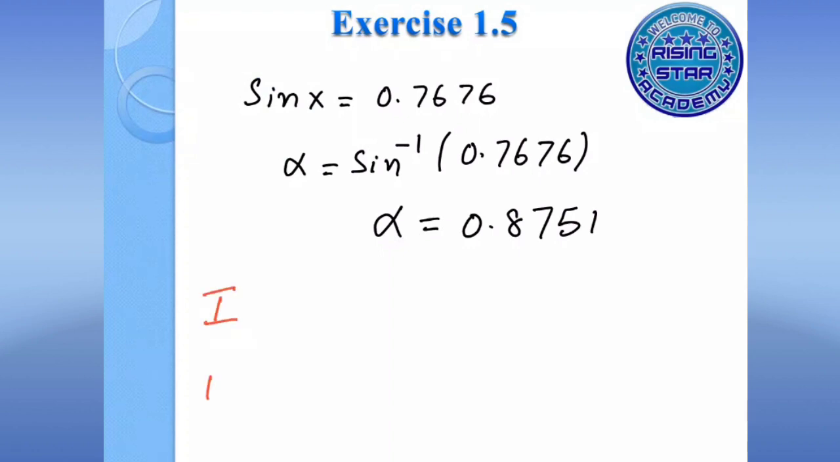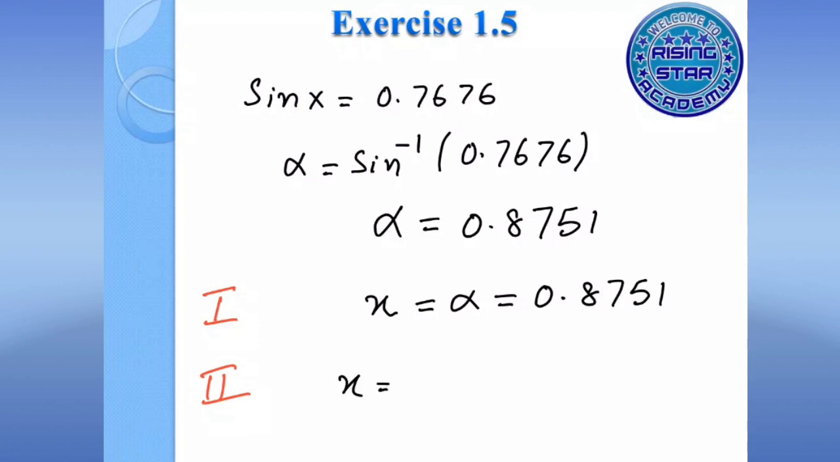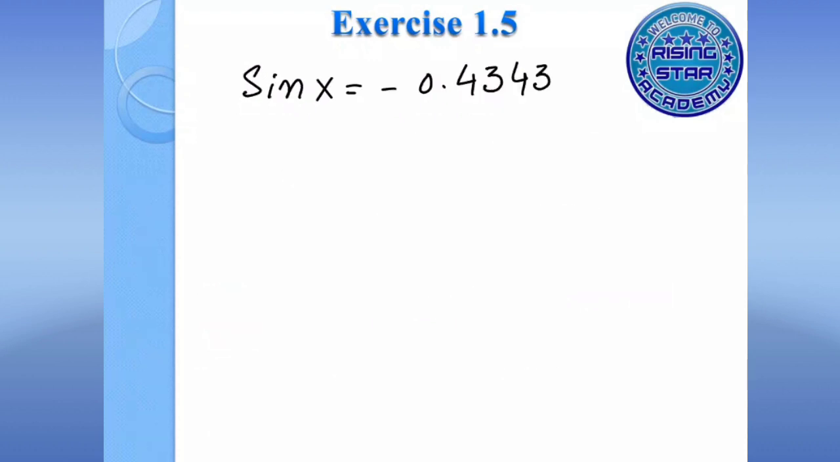Now we know that our sine is lying in the first and the second quadrant. So for the first and the second quadrant, we will write x is equal to alpha, which is equal to 0.8751, and for the second quadrant we will subtract from pi, so pi minus 0.8751. So the other answer would be 2.2665.